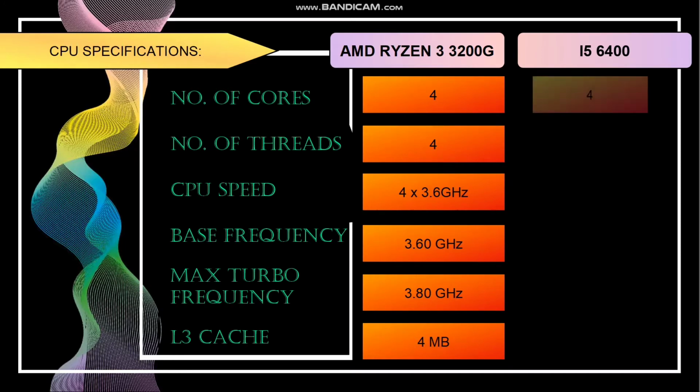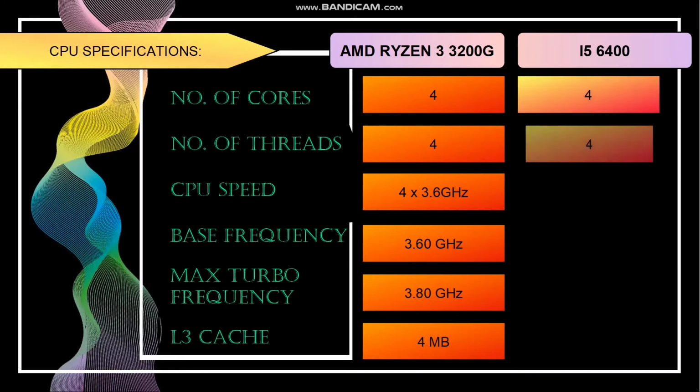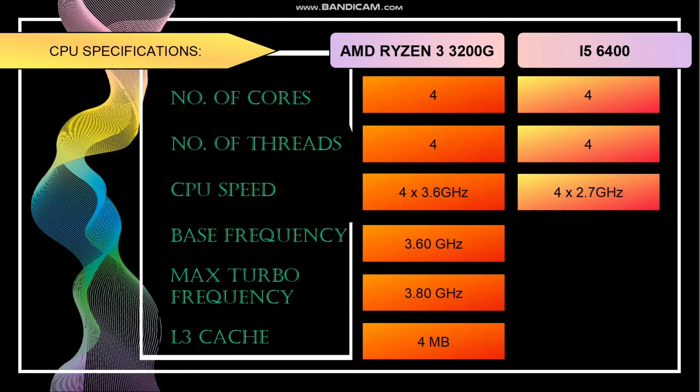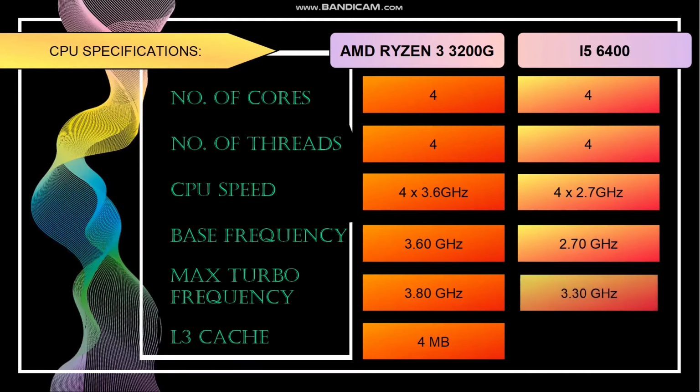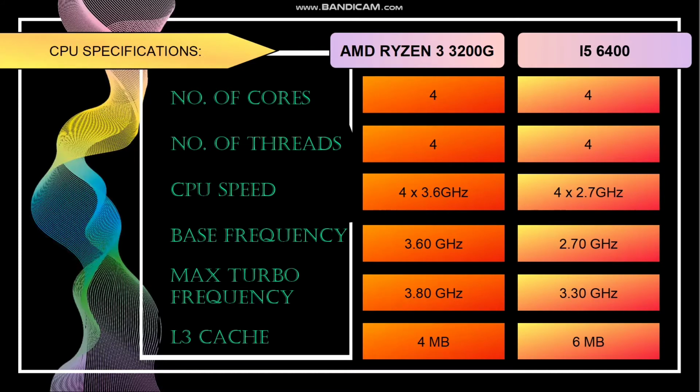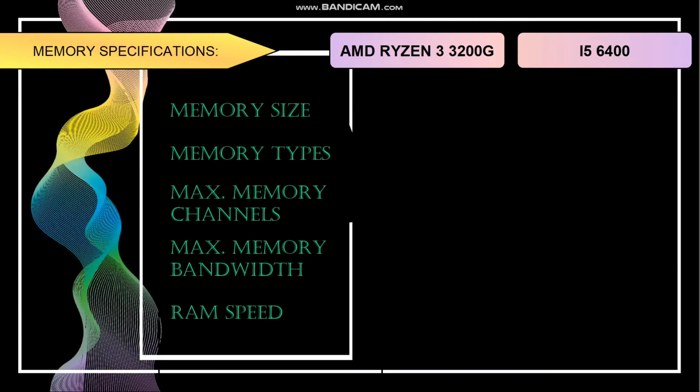Number of cores, 4. Number of threads, 4. With a CPU speed of 4 times 2.7 GHz, a base frequency of 2.70 GHz, and a maximum turbo frequency of 3.30 GHz. It has also an L3 cache of 6 MB. So now, let's proceed with their memory specifications.